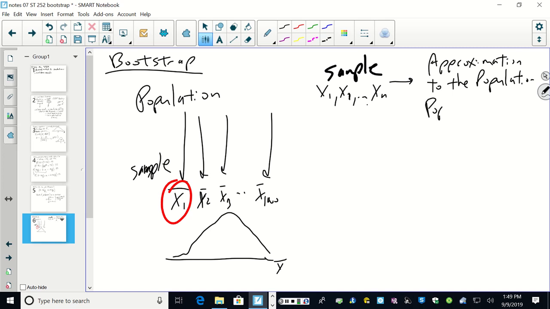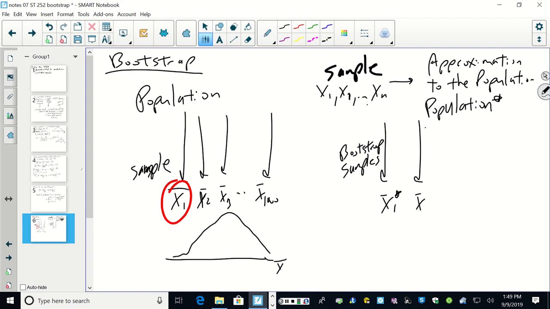Maybe call that population with a little star on it, kind of a pseudo population. And we're going to base that on our data, so it looks like our data, whether it's skewed or has outliers or whatever it is, right? And then we're going to take samples from this one. And these, instead of being ordinary samples, are going to be called bootstrap samples. And if we put stars on those, we're going to do this in a way so that we can do a whole bunch of these.